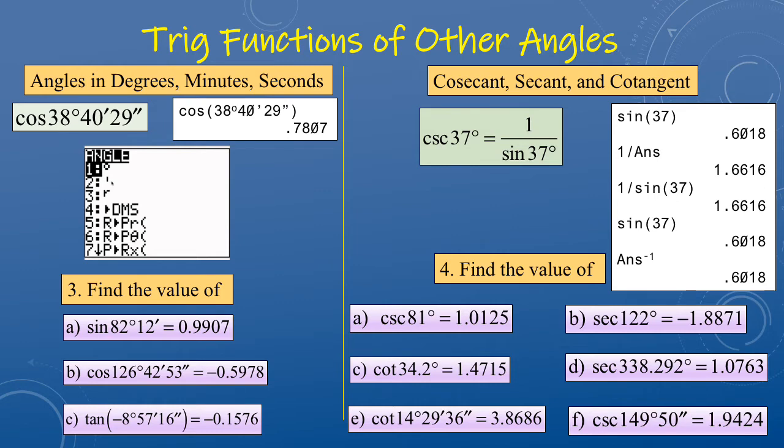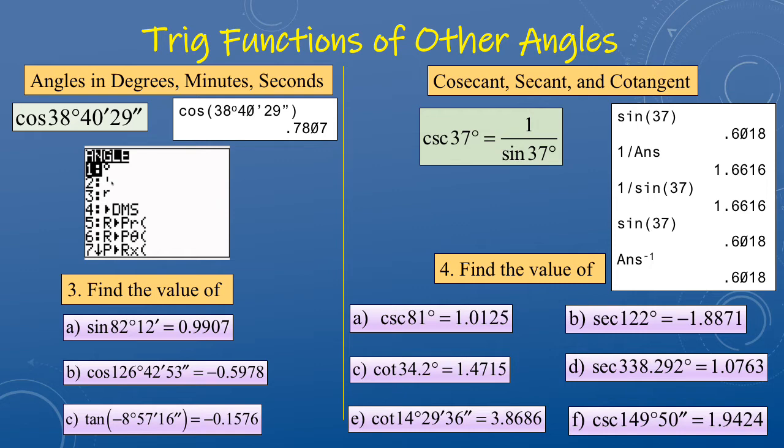To take the secant of 338.292 degrees, we take the cosine of 338.292 and then take its reciprocal, and we get 1.0763. To take the cotangent of 14 degrees, 29 minutes, 36 seconds, we take the tangent of that angle, remembering to use our second angle key in order to get the degrees, minutes, and seconds, again, is alpha plus.